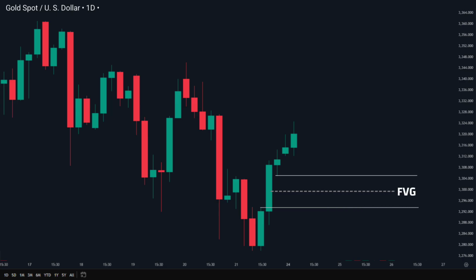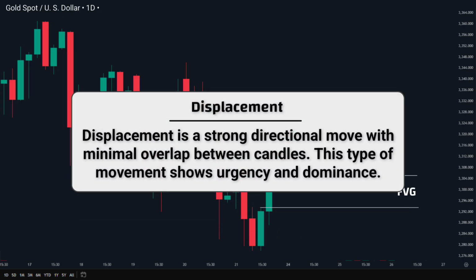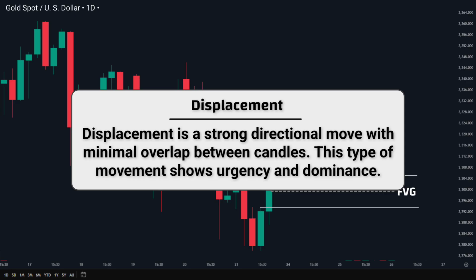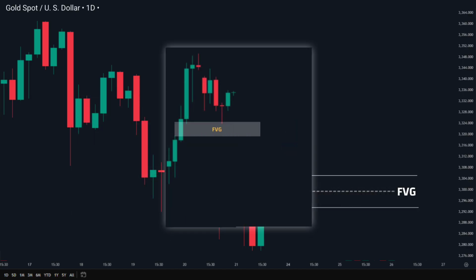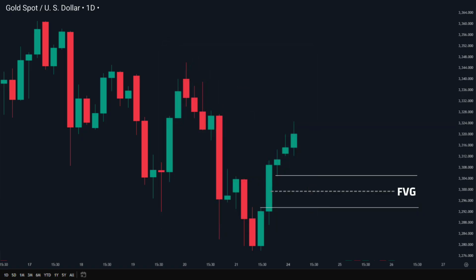A high-quality fair value gap must be created during displacement. Displacement is a strong directional move with minimal overlap between candles. This type of movement shows urgency and dominance. If price drifts slowly and leaves a small inefficiency, that gap usually fills without reaction. Slow movement reflects weak participation, not control.